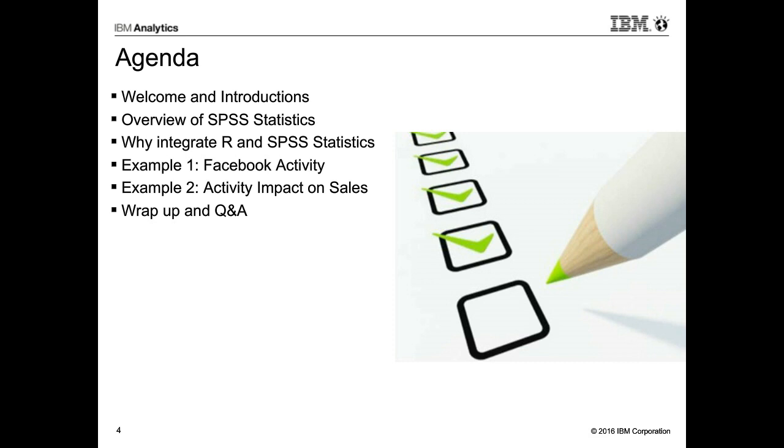We're going to talk more about open source technology, R, and then we're going to talk about SPSS Statistics. We're going to talk about how we actually combine these two things together to make a powerful analytical combination. We have a couple of examples towards the end, reflecting on how this integration really works in the real world. And towards the end, we're going to wrap up with Q&A. So that's the agenda for today.